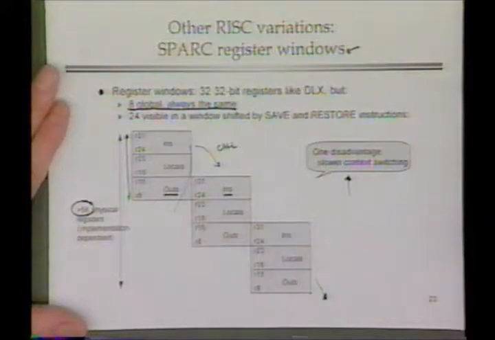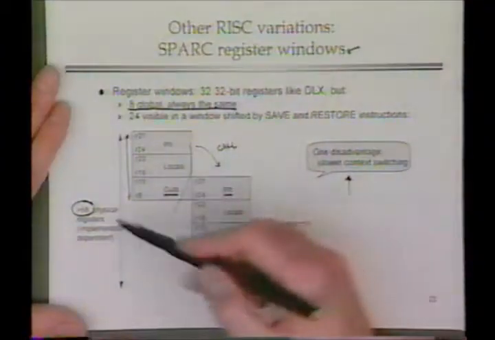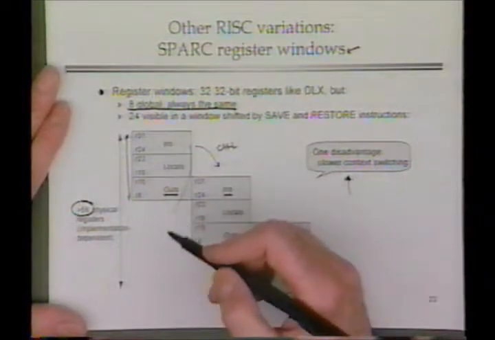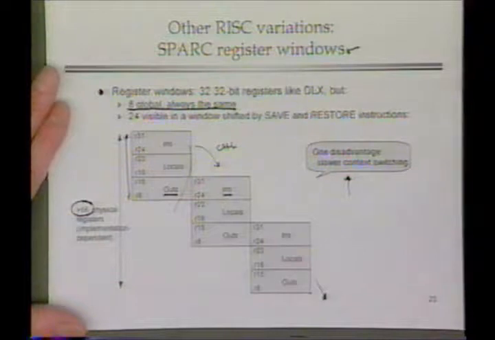Question? What if you have more than 8 ins and outs? If you have more than 8 ins and outs, you're stuck. You've got to do something else. And that something else is typically pushing it on a stack in main memory. But that's no different than even in a simple DLX architecture where you're using registers to pass parameters. You typically use a few of them to pass parameters, and if you have more than that, then you've got to store them in memory somewhere.